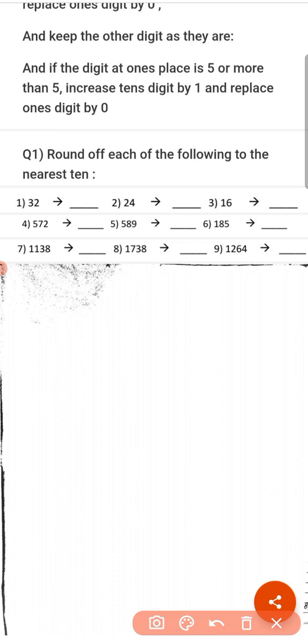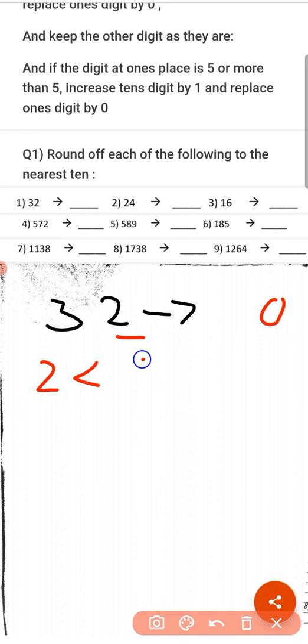Now our next question is 32. Check the digit at the ones place. 2. So what is the step, children? Replace it as 0 because 2 is less than 5. Then write the digit at the tens place, 3. So our answer is 30.